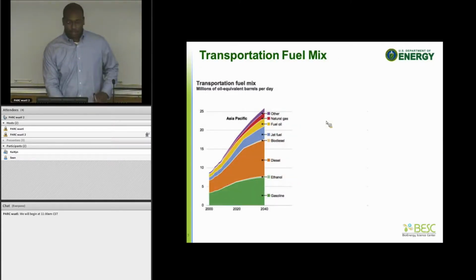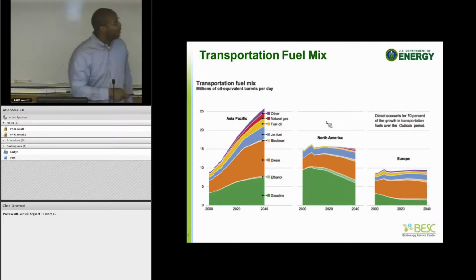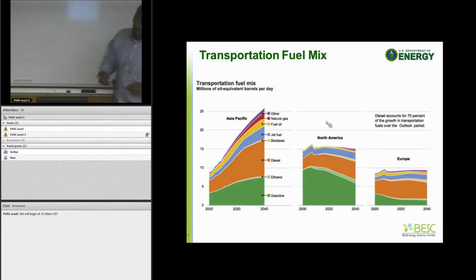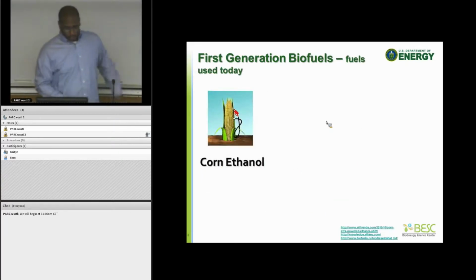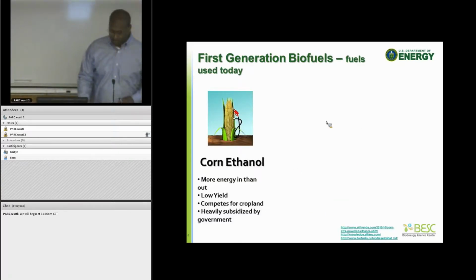Similarly, for transportation fuels, this plot might be kind of hard to read, but essentially, this little small area here represents biodiesel. This little small area represents ethanol. Asia, North America, Europe. But the point here is that the majority of our transportation fuels, again, they don't come from biofuels. So let's just talk about some of the different types of biofuels.